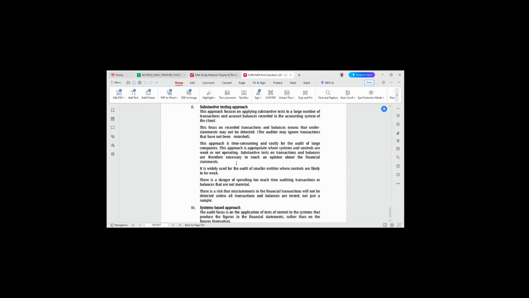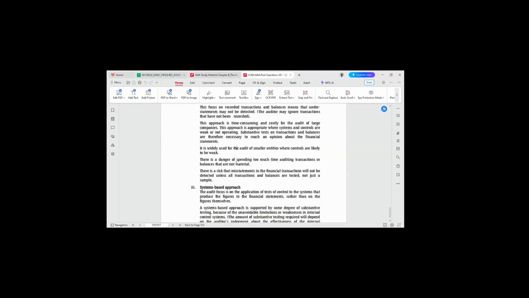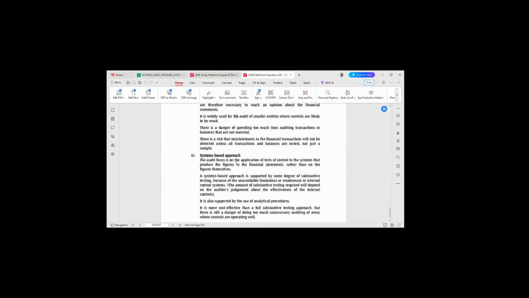The third one is the system-based approach. The audit focuses on the application of tests of control on the system that produces the figures in the financial statements rather than the figures themselves. Okay. The system-based approach is supported by some degree of substantive testing because of the possible limitations or weaknesses in the internal control system. The amount of substantive testing required will depend on the auditor's judgment about the effectiveness of the internal control. How will they do that? When they carry out the test of control and test of detailed transactions, okay? It's also supported by the use of analytical procedures, okay?